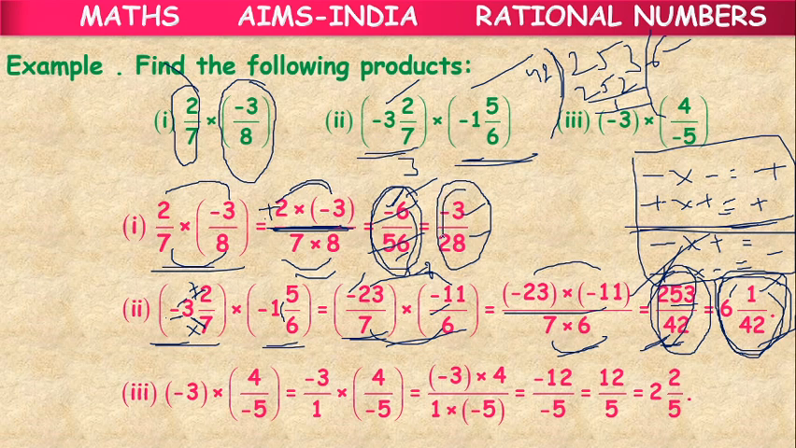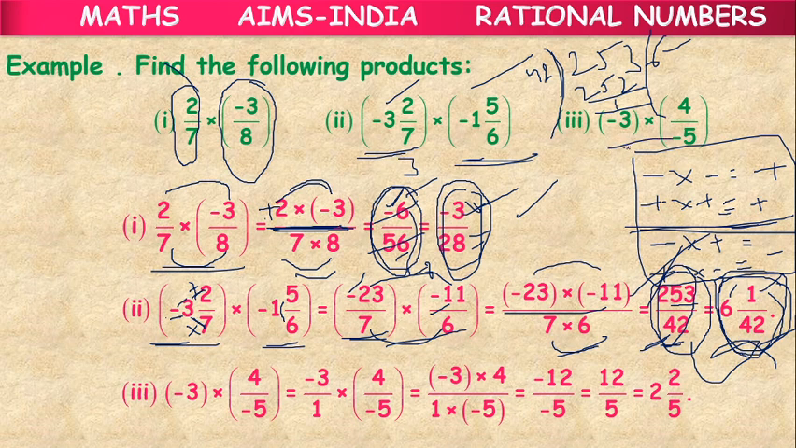But in the first case we have not written it that way, because the numerator was lesser than the denominator. Here the numerator is greater than the denominator, so there is a possibility of writing it as a mixed rational number or mixed fraction.